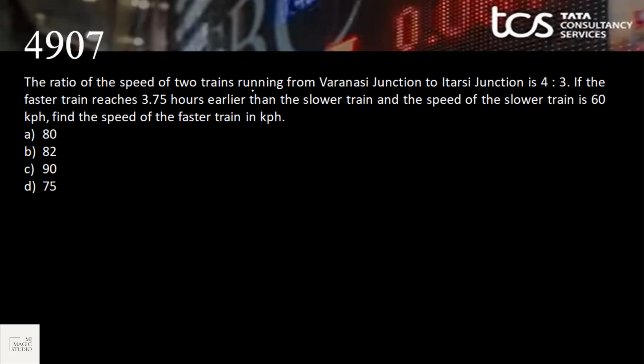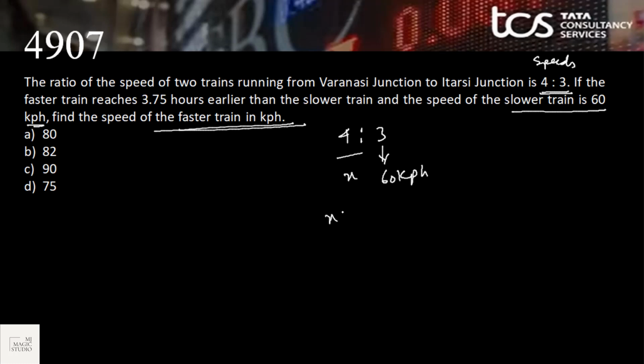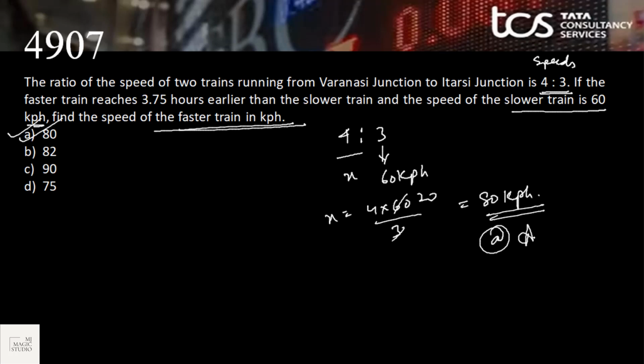The ratio of speed of two trains running from Varanasi to Itarsi junction is 4:3. That is the ratio of speeds. If the faster train reaches 3.75 hours earlier than the slower train and the speed of the slower train is 60 kph, find the speed of the faster train. Okay, speed ratio is simply 4:3 and the speed of the slower one is 60 kph. So speed of the faster one is 4 into 60 by 3, that is 80 kph straight away. Option A is the pick.